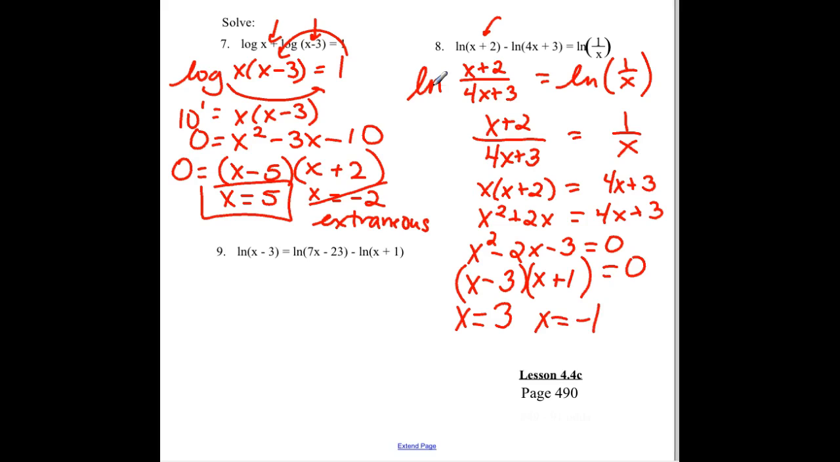Now go back and look at the original equation. It has to be the original one, not the one that we've condensed. If we put a 3 in, are we okay? Putting a 3 in for x? Do we end up with any negatives or zeros? No, so 3 is going to work. Okay, putting a negative 1 in, negative 1 plus 2 is fine. 4 times negative 1 plus 3 comes out negative, doesn't it? So the negative 1 is not going to work. Just the x equaling 3.